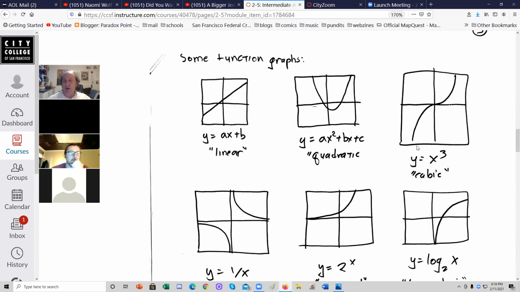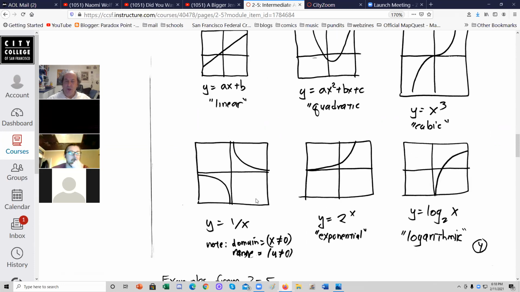y equals x cubed is this n-shaped function. It's called a cubic. The reciprocal of x, y equals 1 over x, has a graph that looks like this with a couple of curious features. As x approaches 0, y approaches 1 over 0, which is infinity, which it never reaches.